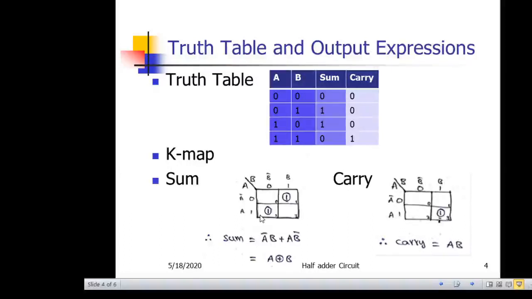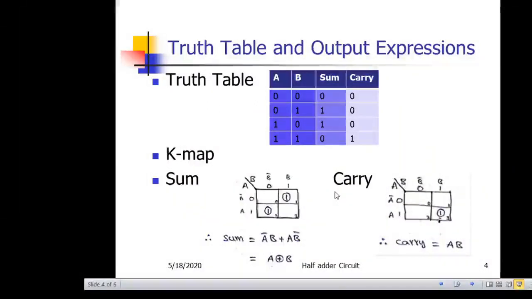If you don't know this grouping, then the simple way is to group individually. In the first case, the prime implicant value is equivalent to sideways A bar and topwise B. Similarly, in the second case, the prime implicant value is equivalent to sideways A and topwise B bar. So, by adding these two prime implicants, we get the final expression for the sum as A bar B plus A B bar, which is nothing but the expression for the XOR.